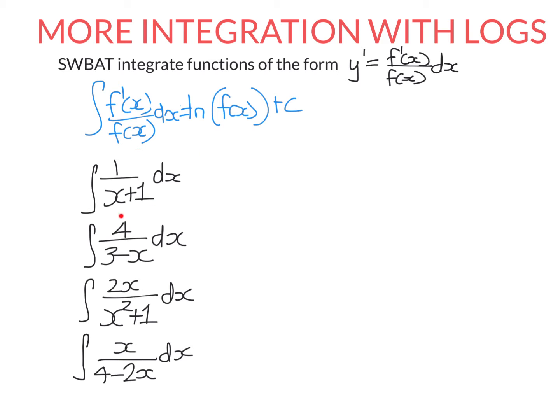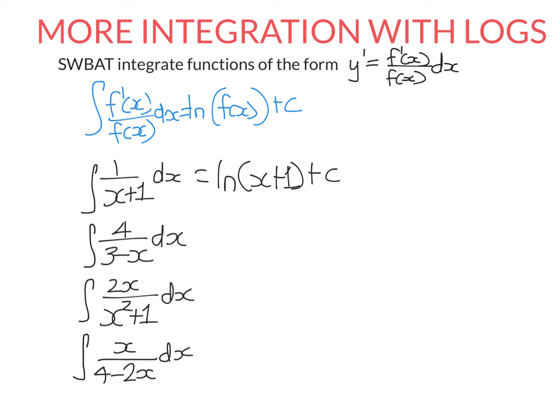So let's look at this integral here. So here we have a function of x on the bottom and its derivative on top. The derivative of x plus 1 is just 1. So this will just give me the natural log of the function on the bottom, and because it's an indefinite integral, I need to add the c. So there we are, done.